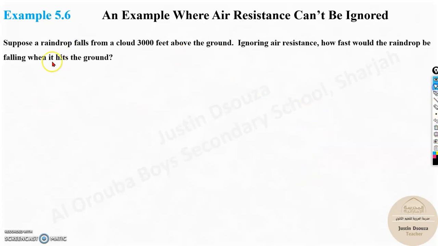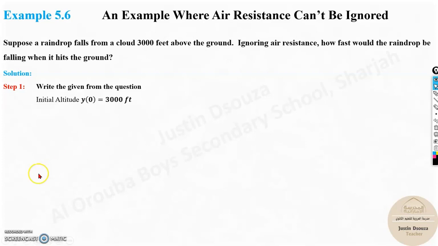This is the thing. Now, let us take a consideration of a raindrop, a small raindrop. Let us see over here, if we ignore the air resistance, what happens? The question is, suppose a raindrop falls from a cloud 3,000 feet above the ground, ignoring air resistance. How fast would the raindrop be falling when it hits the ground? If we ignore it, the same thing we have done in the previous problems is repeated now.